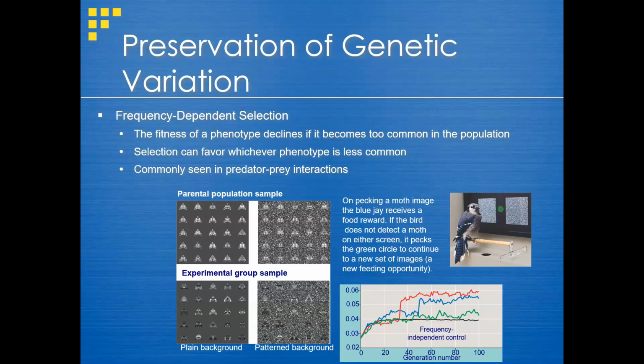You're less likely to be seen, if you will, and so less likely to attract your predator, I should say, and so you end up surviving and reproducing better than those who are just very common in the population.